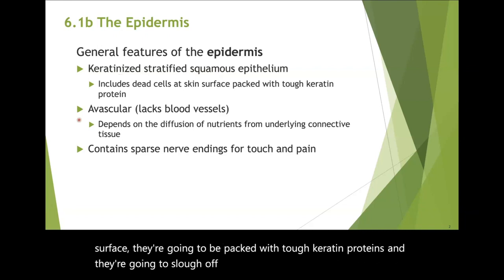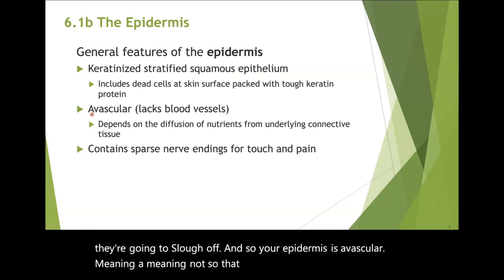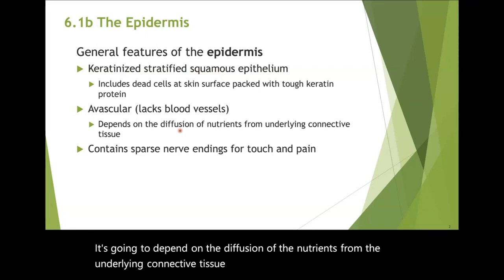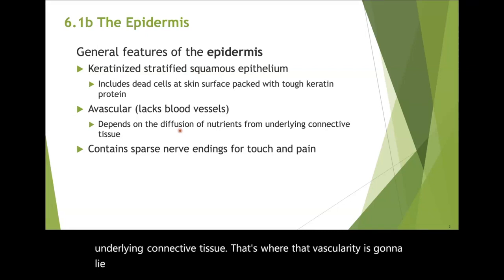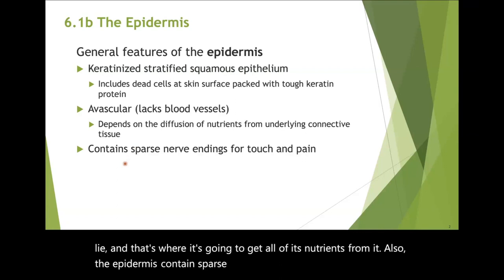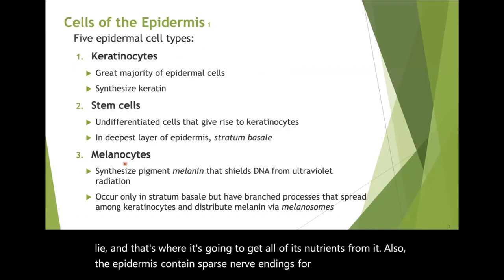Your epidermis is avascular, meaning it does not have vascularity. It's going to depend on the diffusion of nutrients from the underlying connective tissue. That's where the vascularity lies, and that's where it's going to get all of its nutrients from. The epidermis also contains sparse nerve endings for touch and pain.